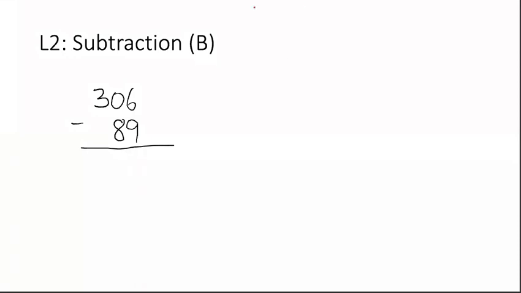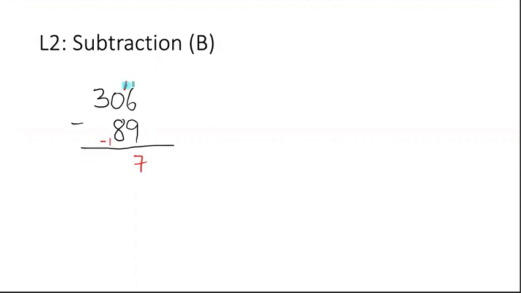Subtraction. So we have 3 digits and 2 digits. So let's begin with 6 minus 9. So we have 16, because 6 is less than 9. So 16 minus 9, that is 7. Don't forget that we borrowed a 1.